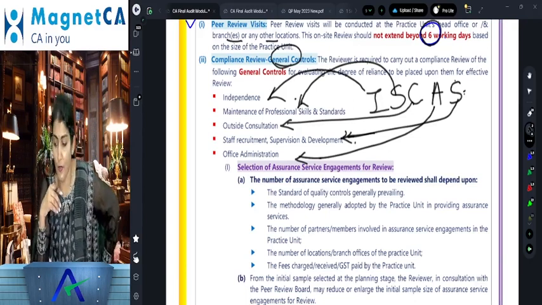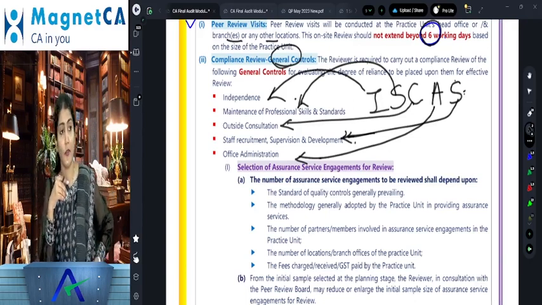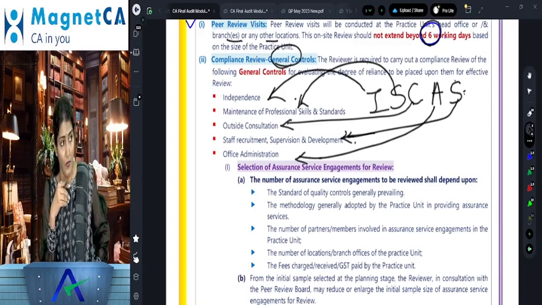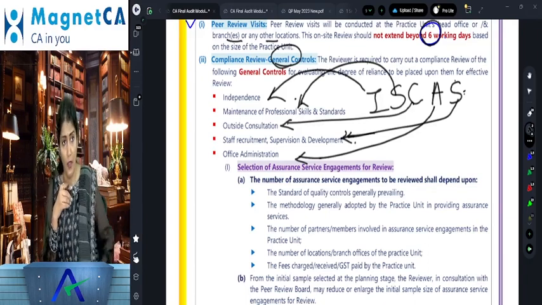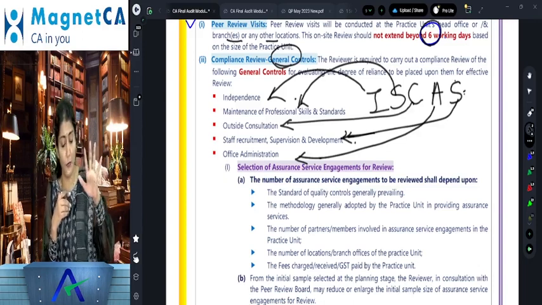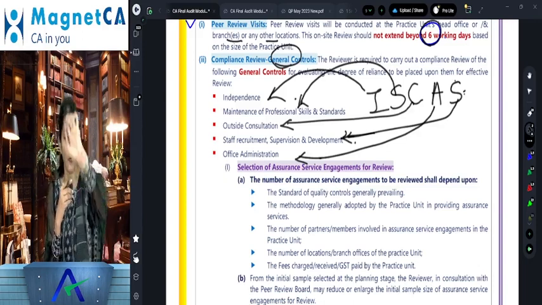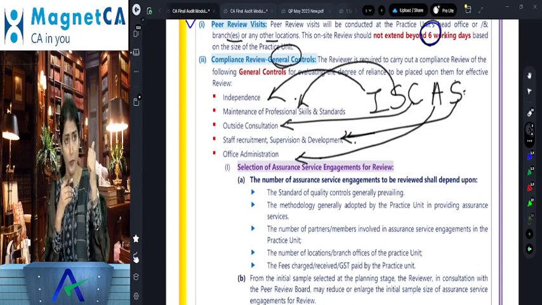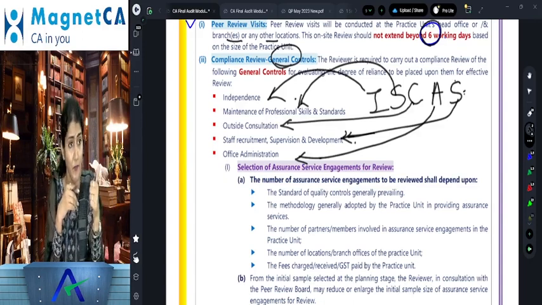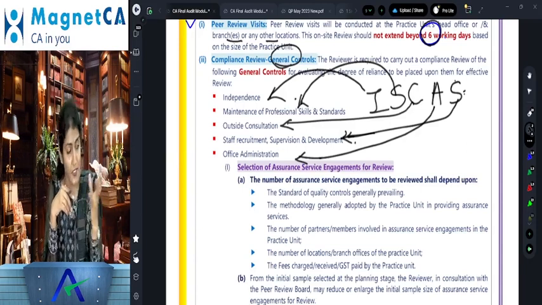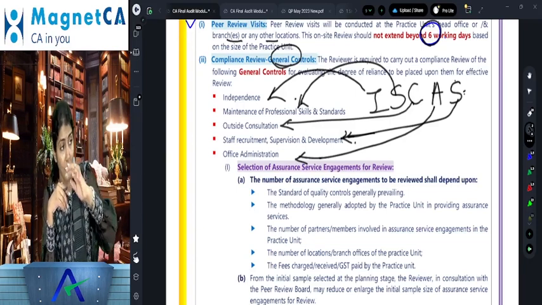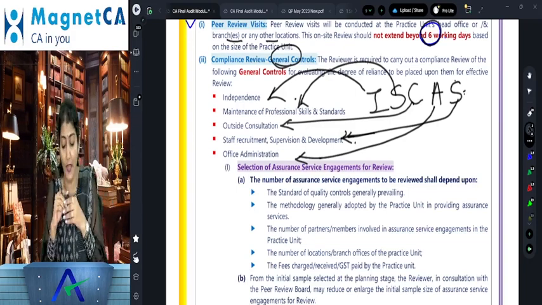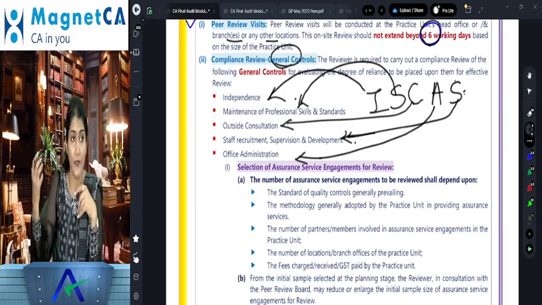So when he is going to come to your practice unit for the on-site review, first he will do the review of the general controls. What are the general controls that he will review? The independence, then the professional skills and standards, then the outside consultation, then the office administration, and the staff recruitment, supervision and the development.